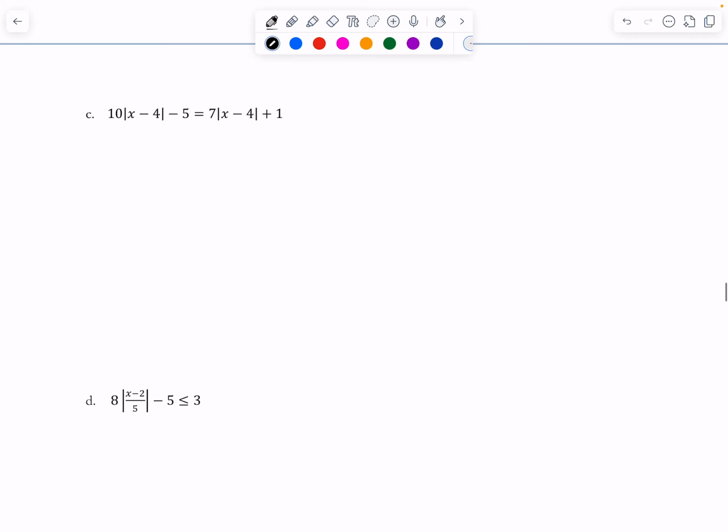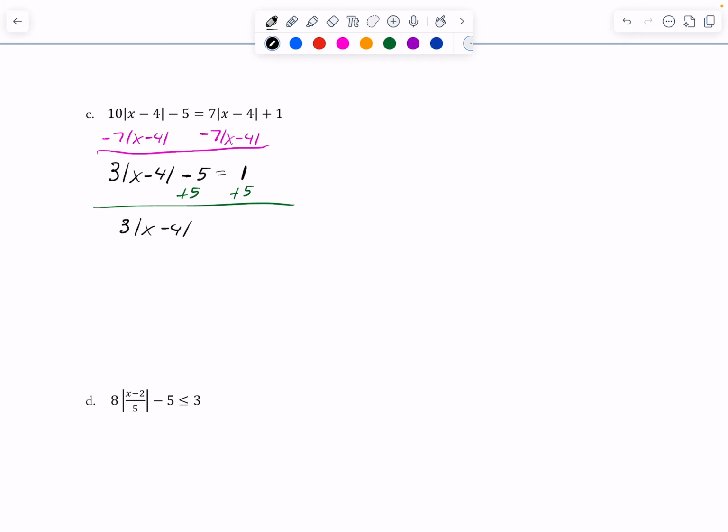Okay, letter C. This one's a little bit tricky. I'm going to subtract 7 times the absolute value of x minus 4 from both sides. Think of them as like terms. So that's going to allow me to do 10 minus 7, right, to give me 3 as the coefficient in front of that absolute value. Bring down the minus 5, bring down the 1. Now isolate, add 5. So we have 3 times the absolute value of x minus 4 equals 6. Divide by 3 to get 2. Absolute value of x minus 4 equals 2.